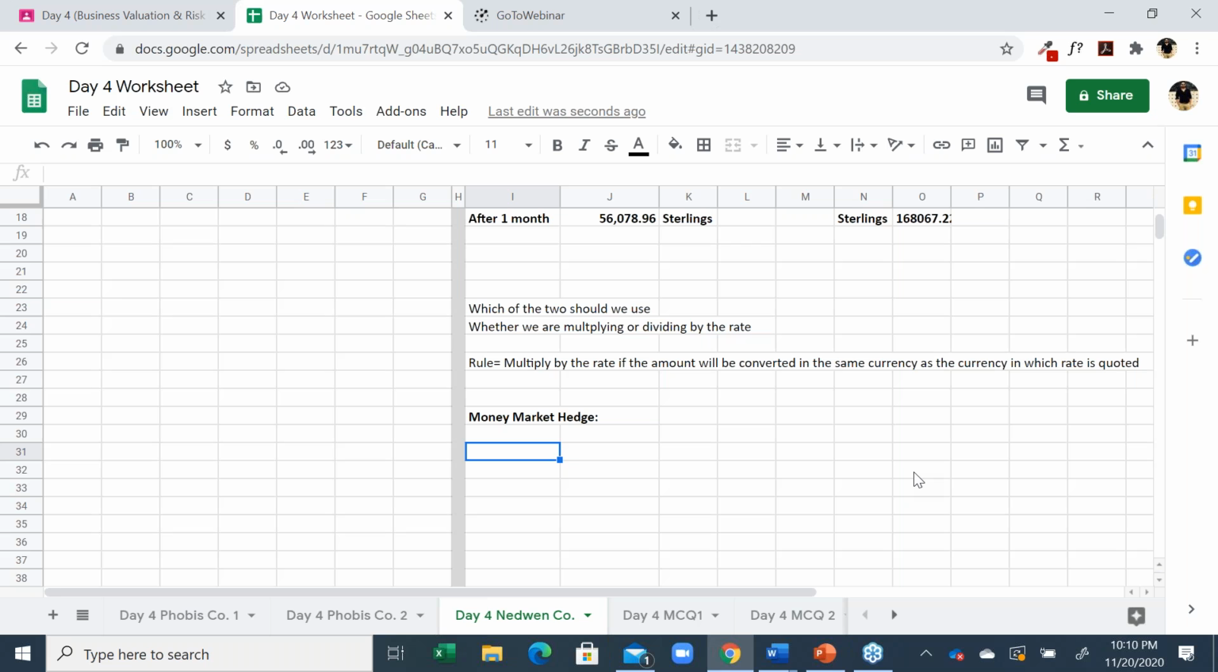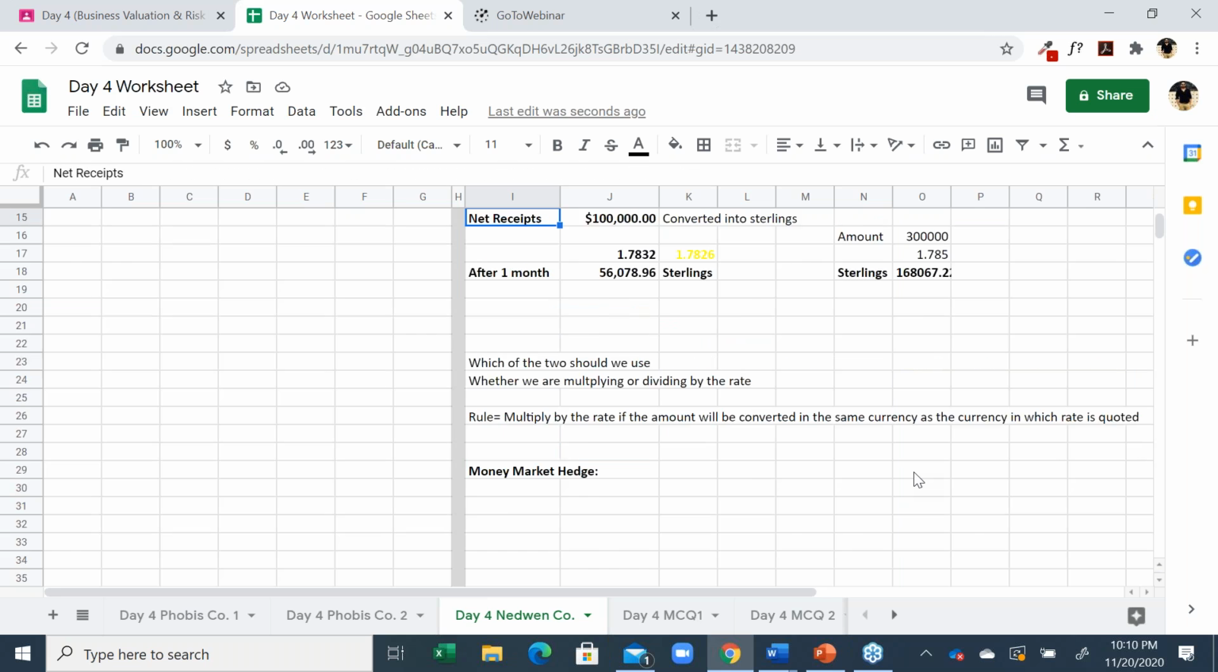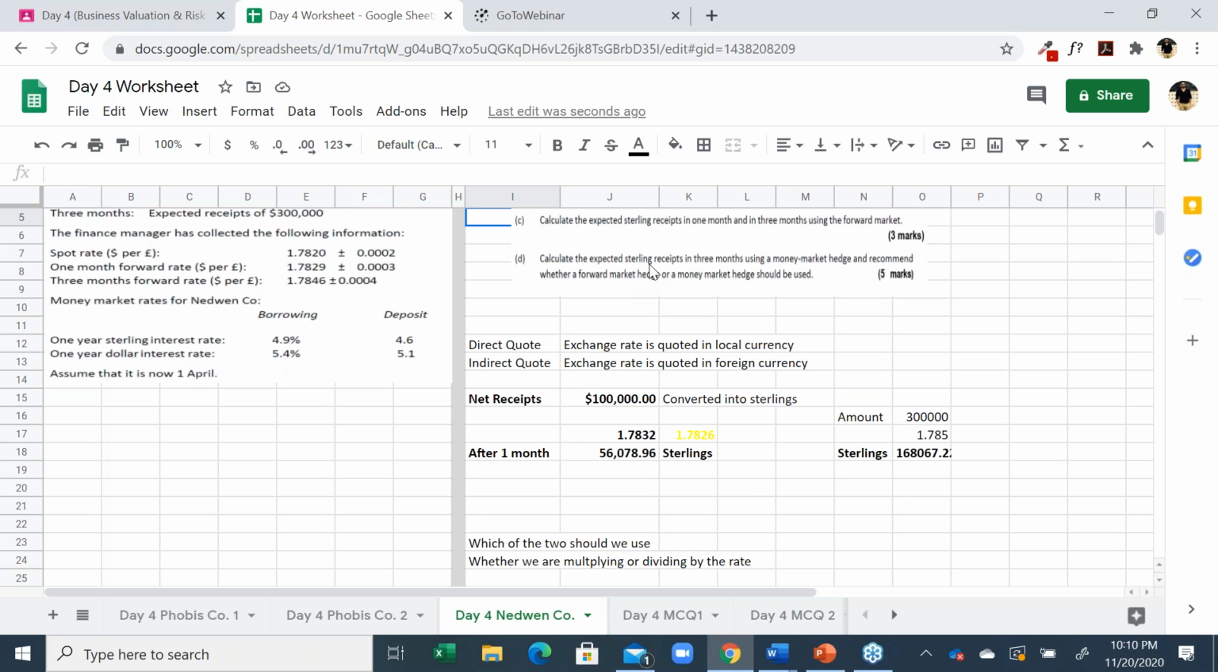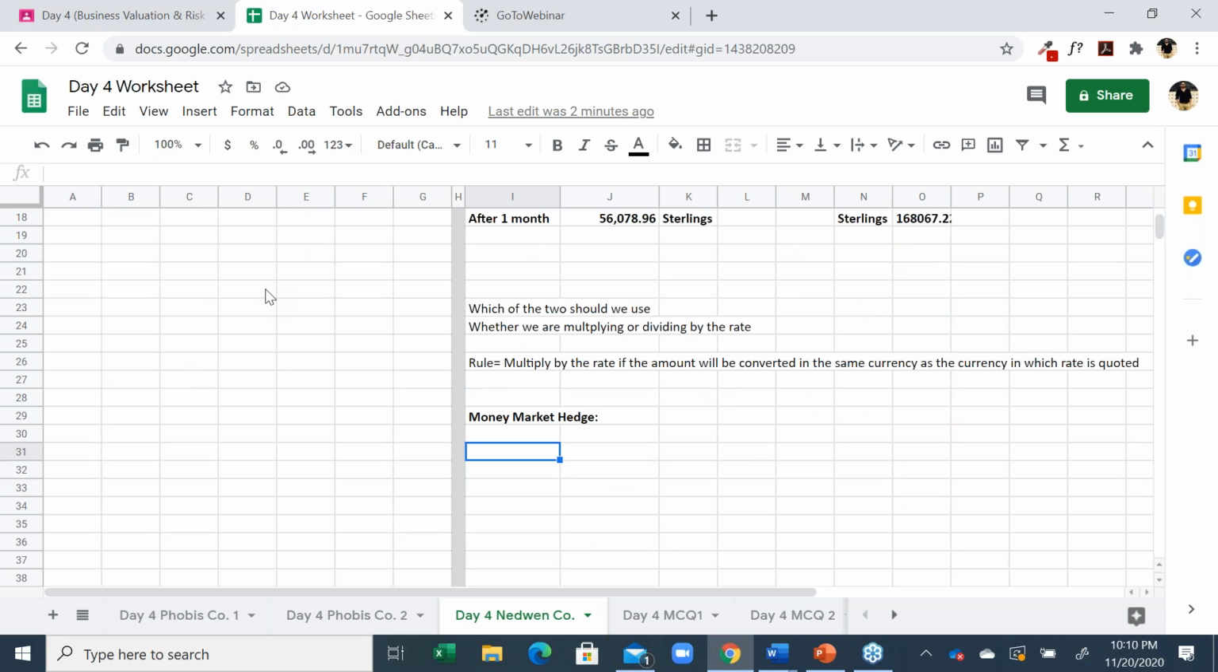So first, my question to all of you is, it says calculate the expected sterling in 3 months time, right? So we should look at the payment that we are going to receive after 3 months time. So after 3 months time, are we going to receive something or are we going to pay something in foreign currency? Receive, right? So it's a case of receipt, and that's 300,000. Very good. So it's a receipt case.